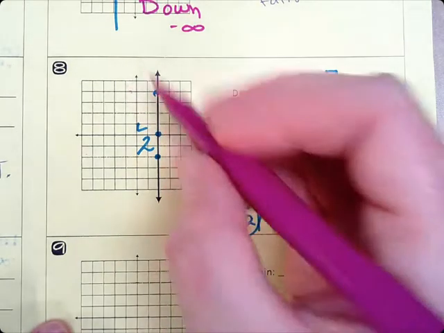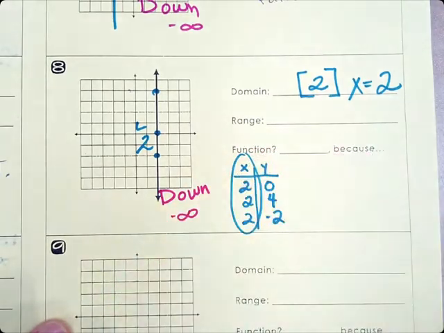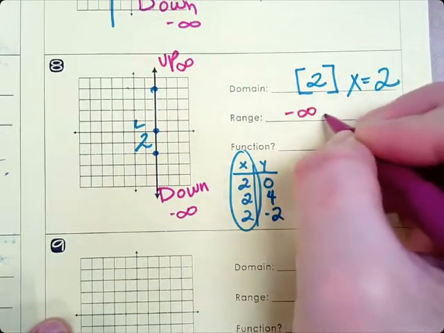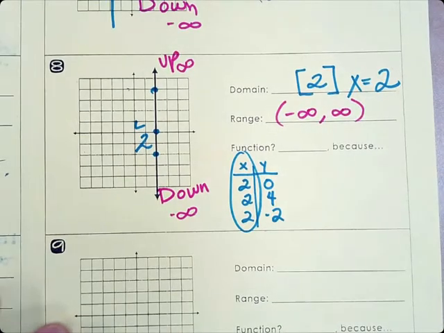Go ahead and put that on there as well. Our range, how far up, how far down. So down, it goes down to -infinity. It goes up to +infinity. It is a vertical line in itself, so it's not a function.